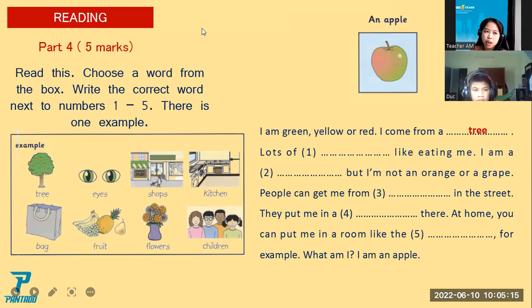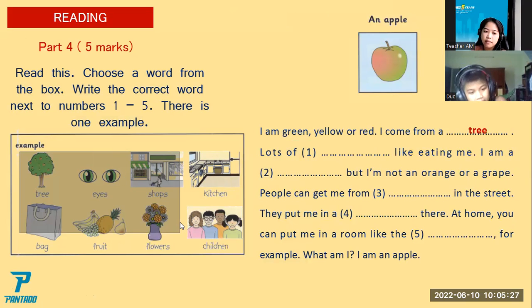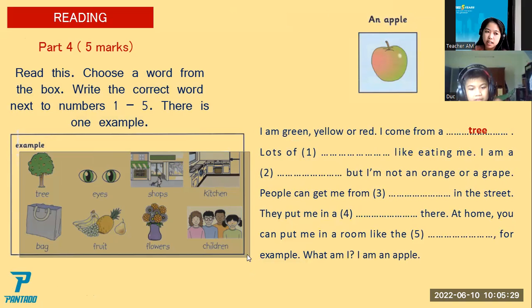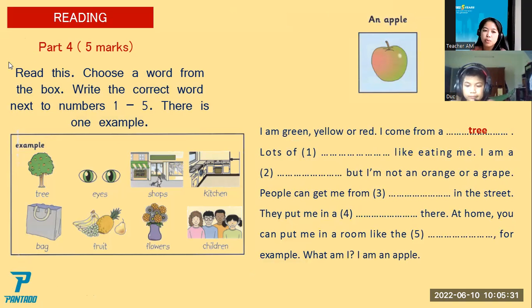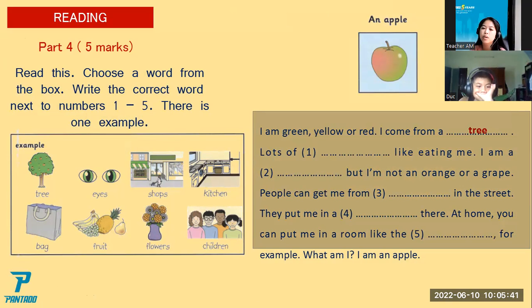I want you to read the story about an apple. Then you choose a word from the box. We have tree, eyes, shops, kitchen, bag, fruit, flowers, and children. Okay. I want you to write the correct word next to numbers 1, 2, 3, 4, and 5. Then there is one example here. Okay. Can you please write your answer, Duke?